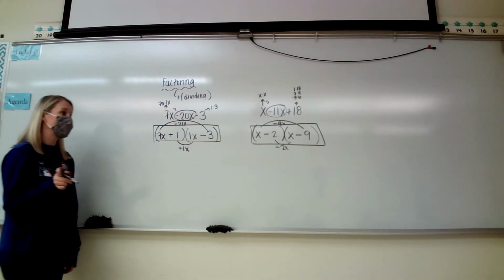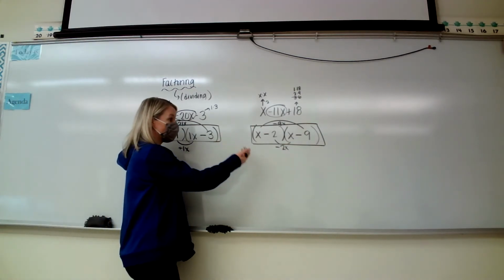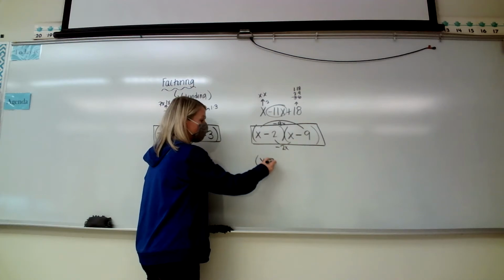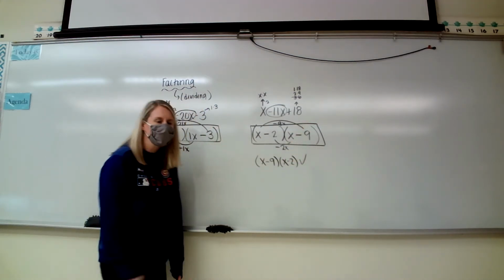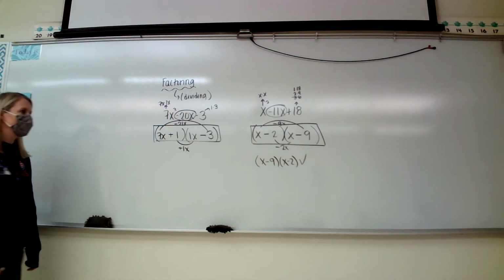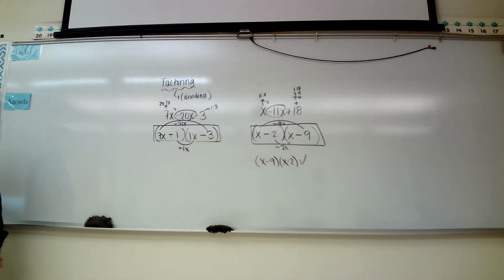Now, I do want to point out, this is a great answer, but if you wrote x minus 9, x minus 2, and you just switch the order, also perfect, doesn't matter. As long as you have a 2 and a 9 with the minus signs, it doesn't matter the order that you put them in. Does anyone have a question on that?